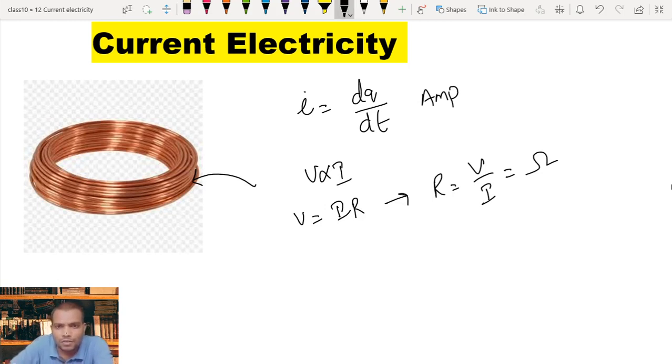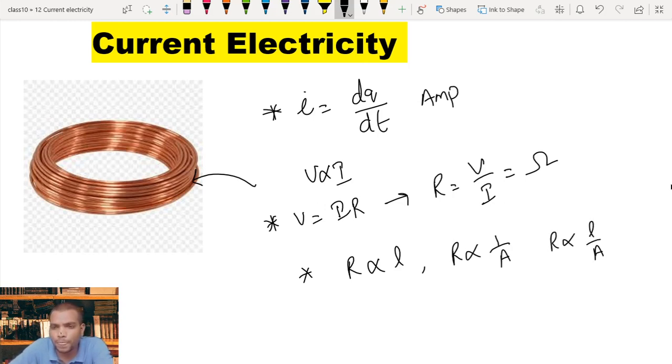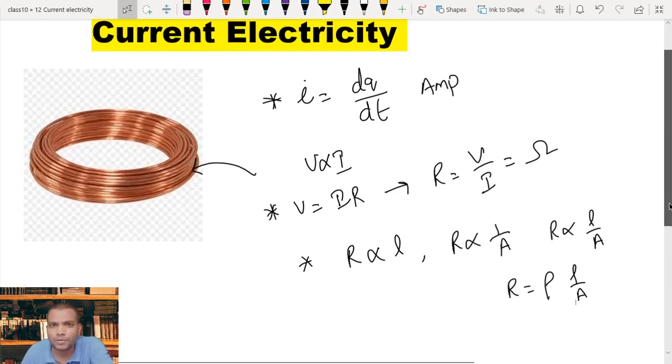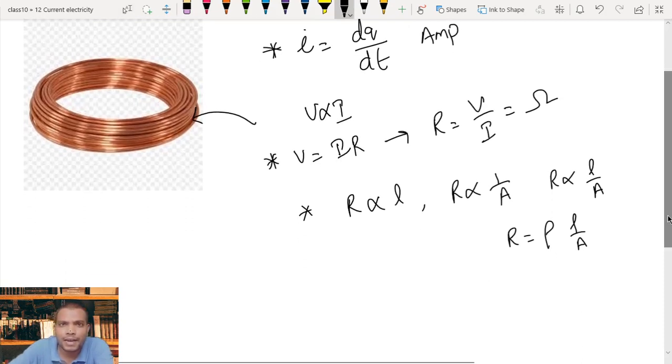Later we talked about the factors affecting the resistance. The resistance is directly proportional to the length of the conductor and inversely proportional to the area of cross section. Together we have written resistance is directly proportional to L upon A. So resistance is equal to rho times L upon A. Here we introduce another quantity, that is nothing but resistivity rho.